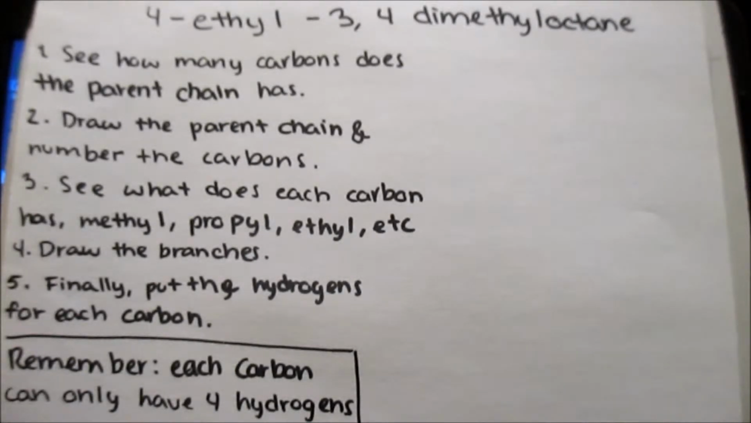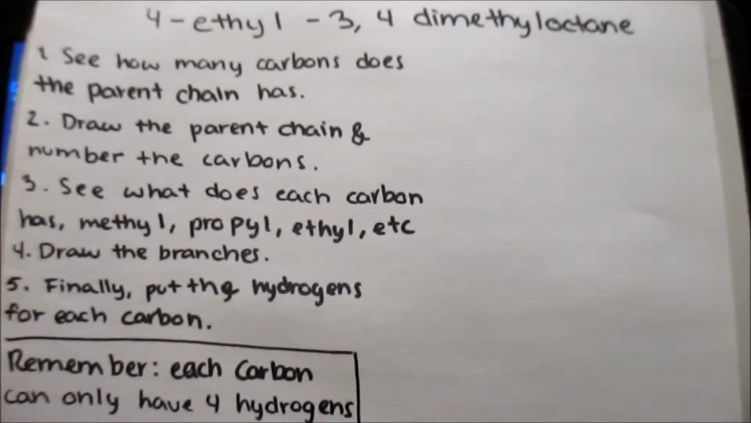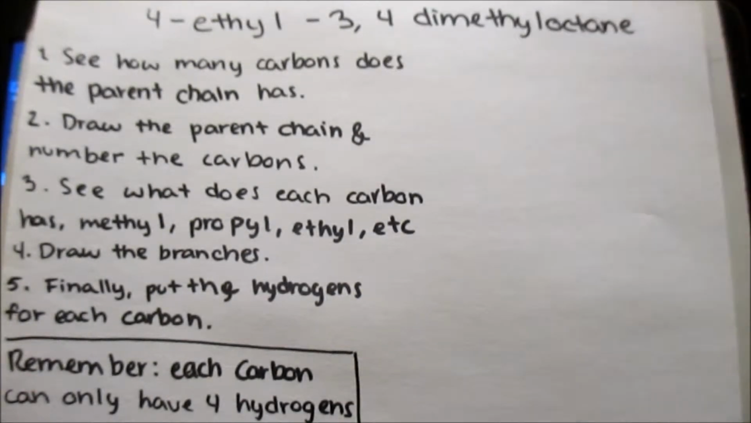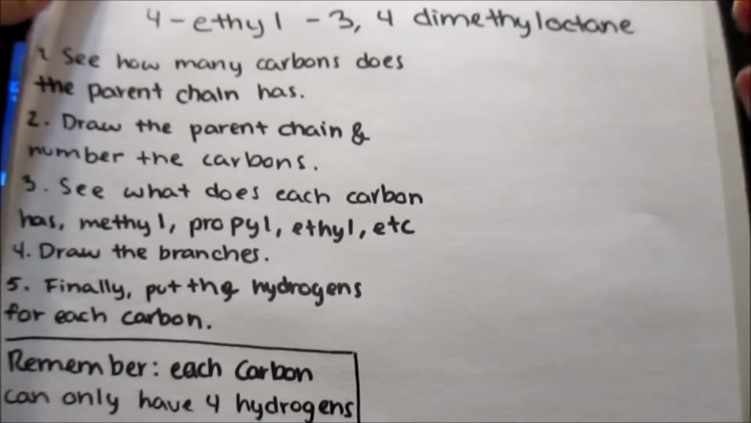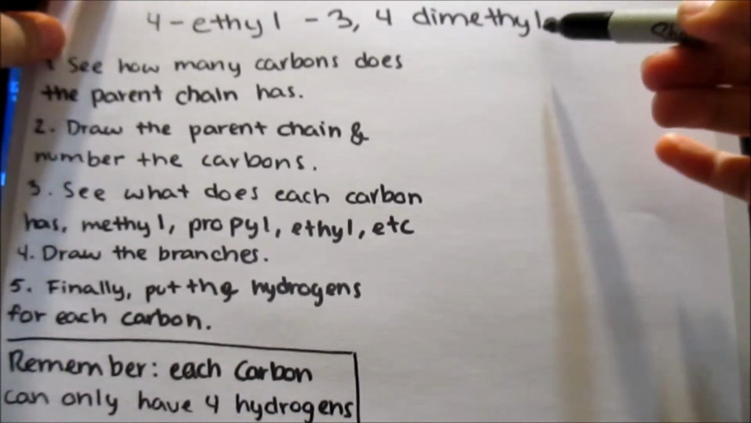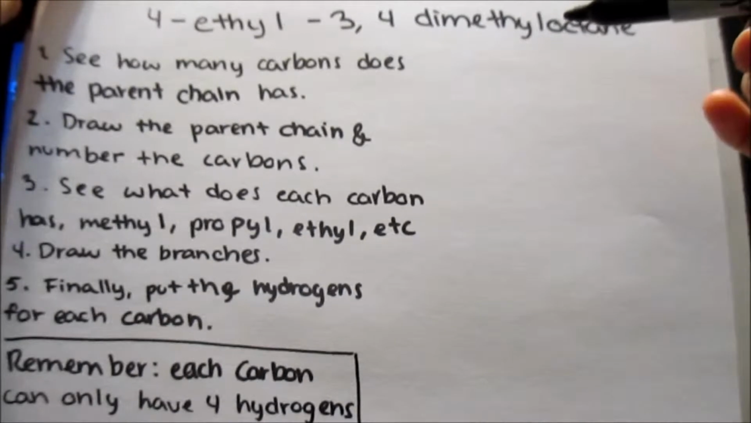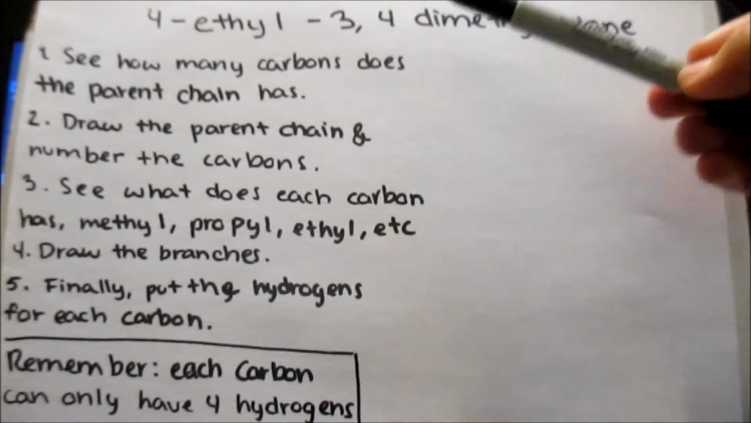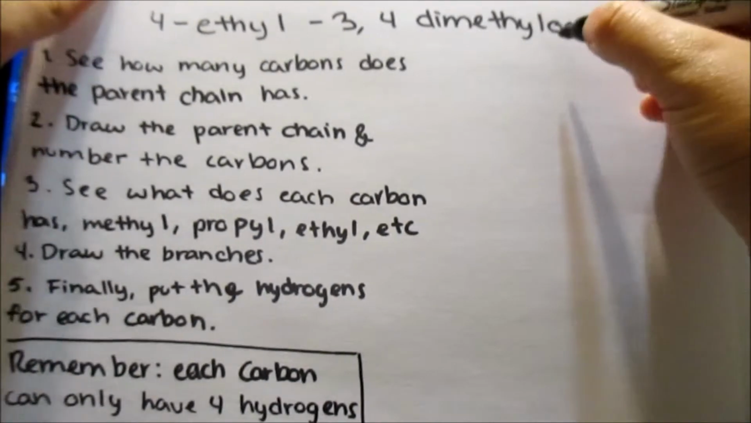Hi, I'm Hazel and I'm going to teach you how to draw the molecule. So today, first we need to see the steps. And this is our example. Step number 1, see how many carbons the parent chain has. The carbons in the parent chain are normally given by the last termination. So we have 4-ethyl 3,4-dimethyl octane.